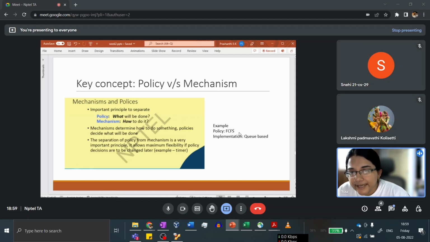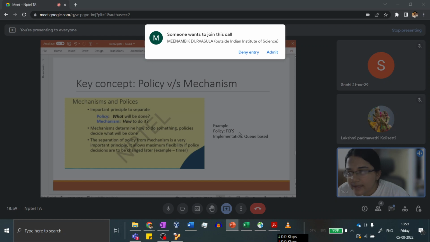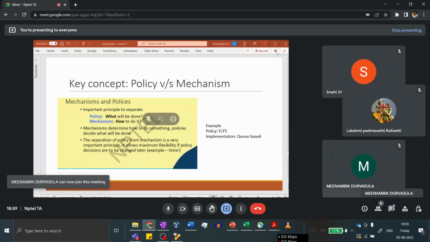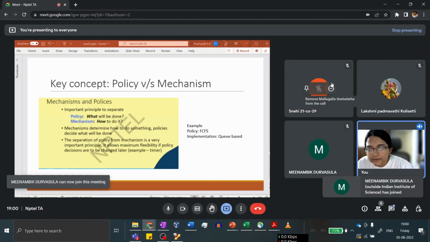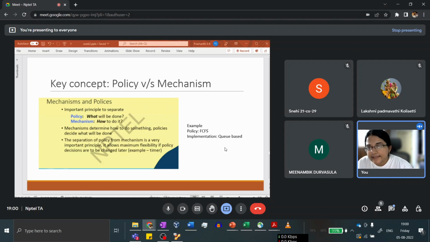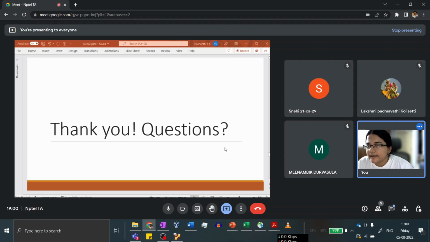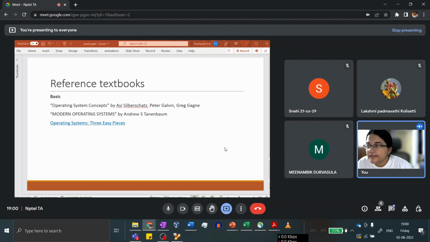Now, if I were to change the policy to something else, I can still have the same implementation. Suppose now I say that only certain people are allowed access to this building, right? I can still have people using the same keys, but I can withdraw those keys from some people who are not allowed into the building. So the implementation and policy are kind of separate, and this allows for maximum flexibility. So this is an important concept, and with that I come to the end of my slides.